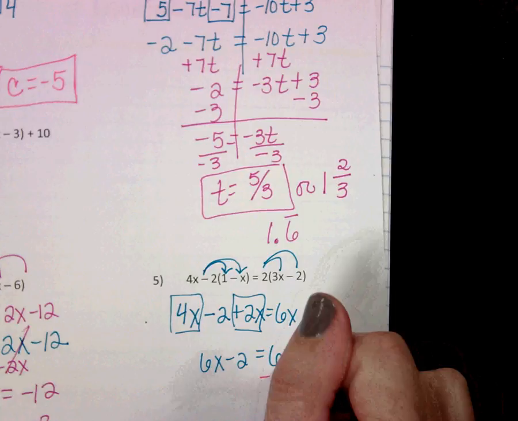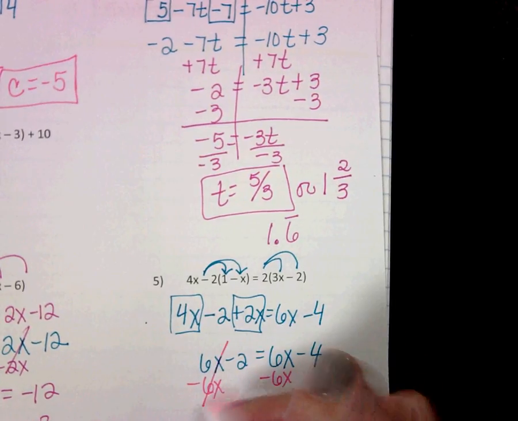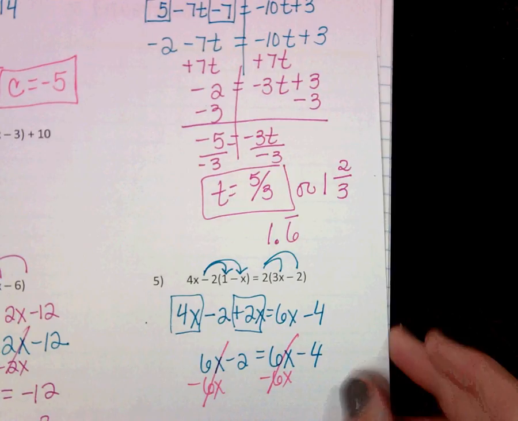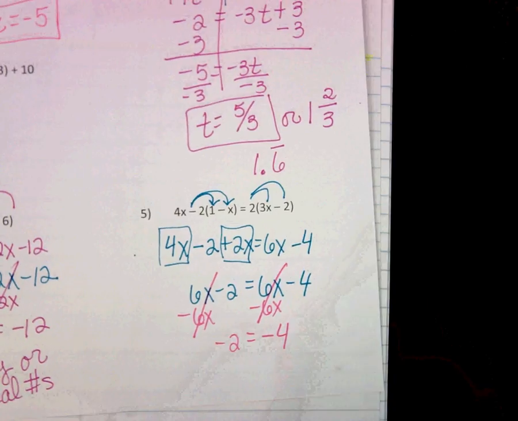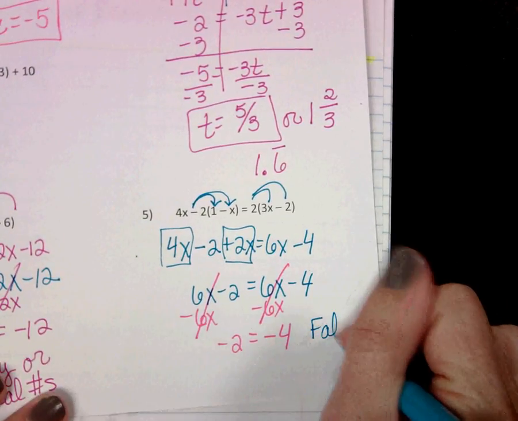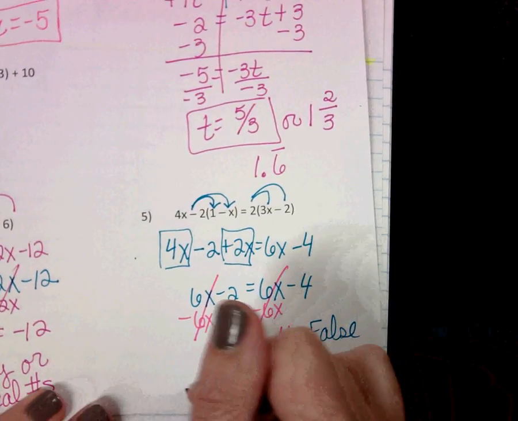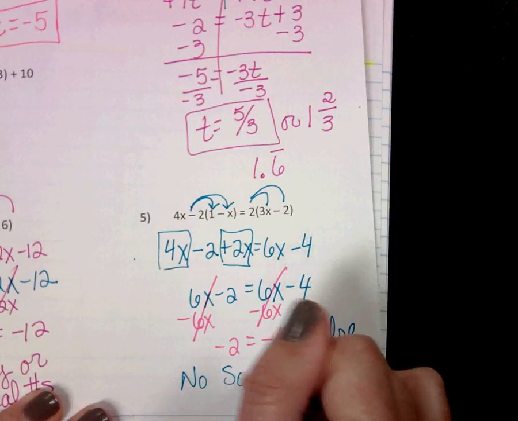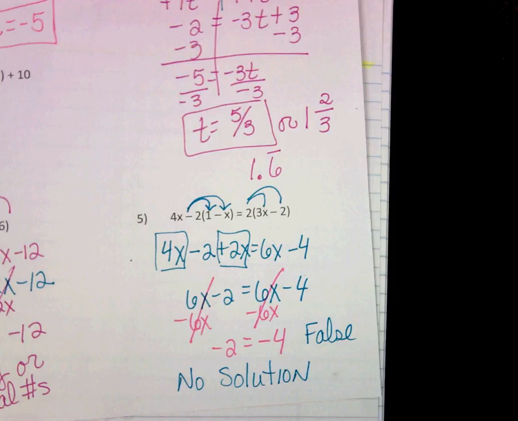If I try to move my variables to the same side, I have the same problem. They cancel out. But this time, I'm left with negative 2 equals negative 4. This isn't true. This is a false statement. Negative 2 is not equal to negative 4. And so what this tells us is that there is no solution. There is no value of x that we could plug in for the equation that would make both sides equal or make the equation true.